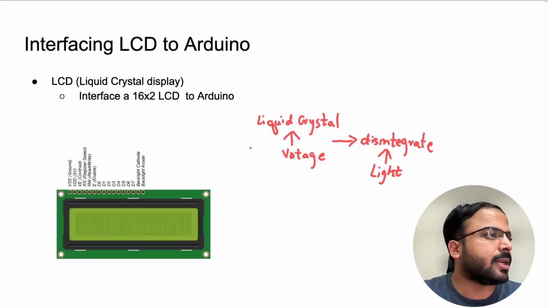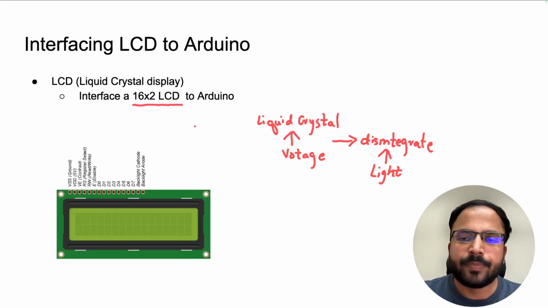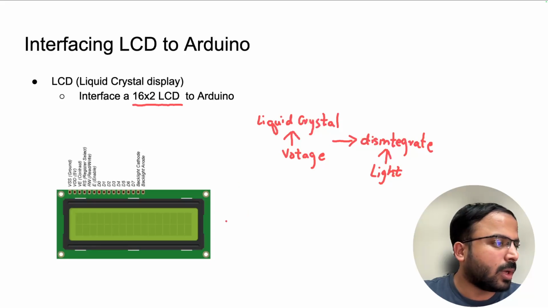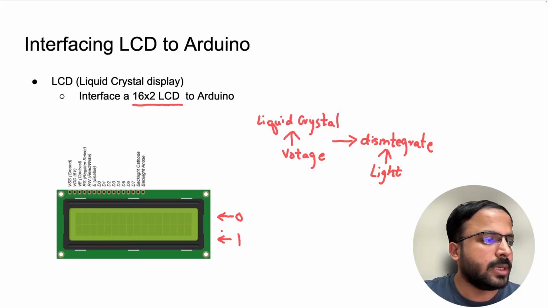Now we are interested today in a certain type of LCD, which is the 16 cross 2 LCD. This is very easily accessible, easy to interface, and therefore widely used in embedded systems wherever you have to display text. So why 16? You can have two rows in this LCD. This is row 0, this is row 1, and you can display 16 characters per row, or you can have 16 columns. So in total it comes down to 32 characters.